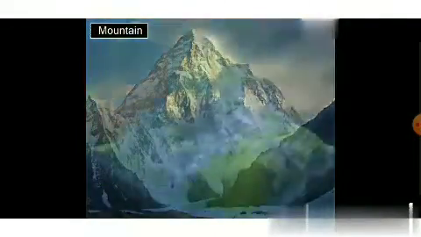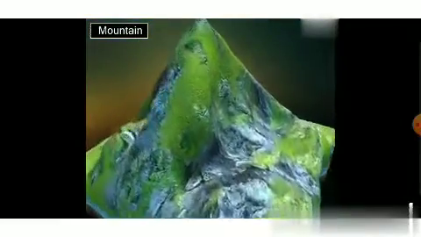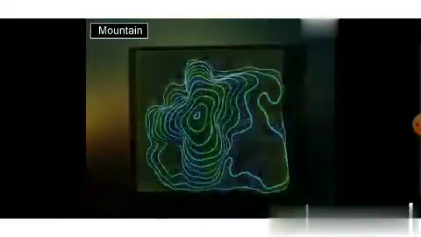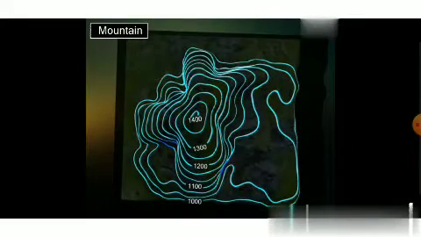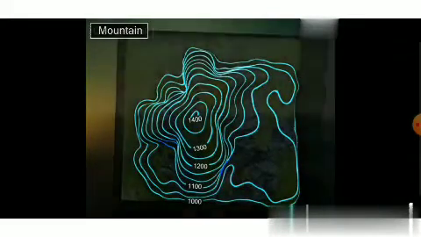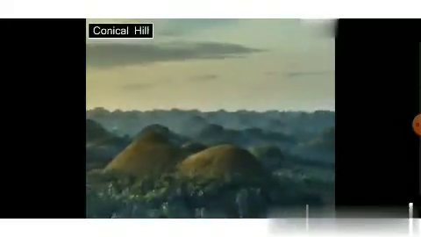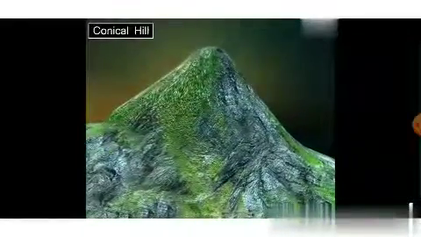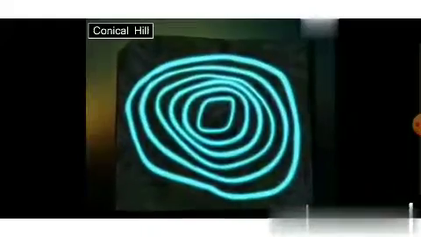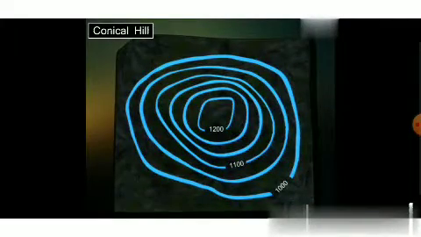Mountain. Mountain is represented by the compacted contour lines. The values of the lines are rising towards center. Conical hill. Conical hill is represented by few and uniform contour lines. Summit of hill is marked by the highest value of contour.